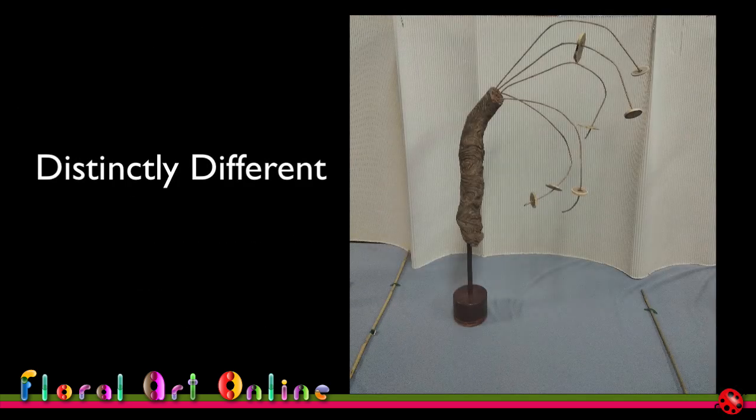So now let's look at our second design, which is, as you would have seen at the beginning, distinctly different. Well, you'd have to agree that the presented design certainly is that.